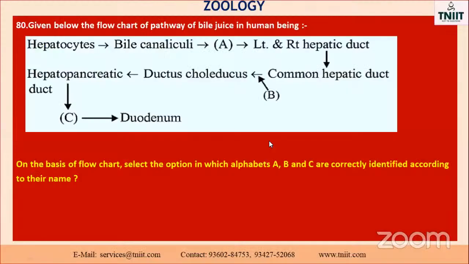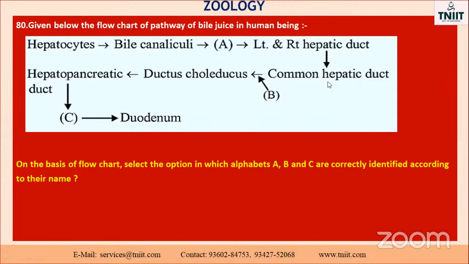Next one is, see the flow chart given below: pathway of bile juice in human beings. Bile juice is secreted by the hepatocytes. Sometimes they may ask questions. Hepatocytes. It is a diagram-based question. Bile canaliculi, and also the options are here. A: left and right hepatic duct.